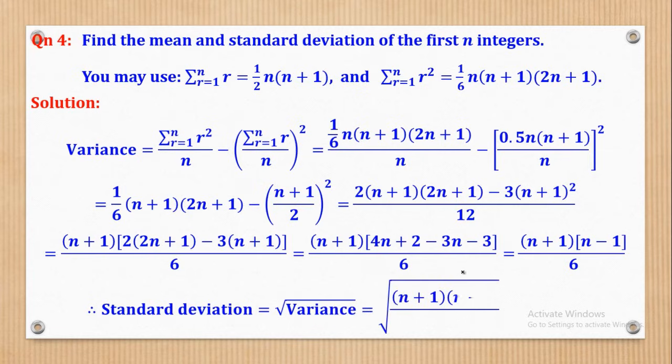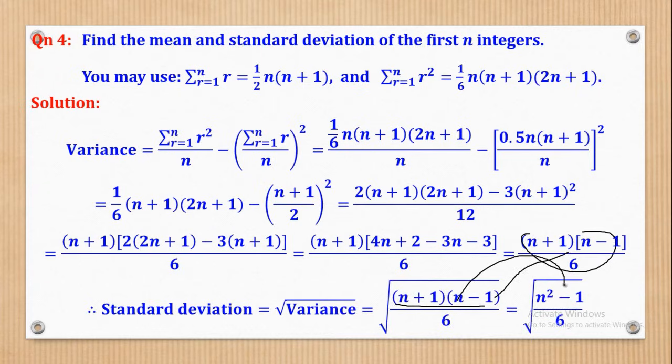Therefore, standard deviation will be equal to the square root of variance. So the square root of this is the variance, which is here, and realize that this numerator is a difference of two squares, which is that, and that's what they wanted.